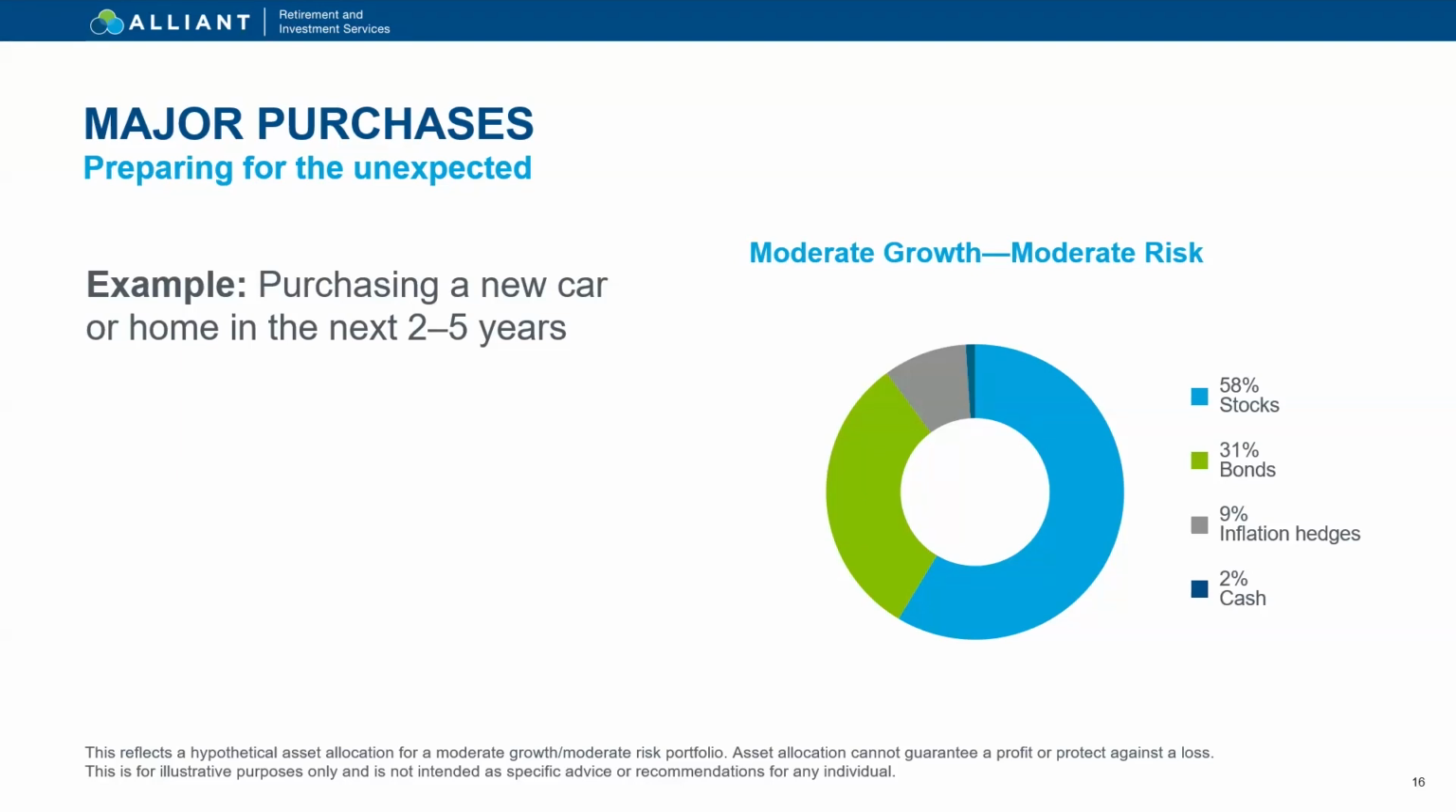So that might be a mix of something you want in the next 2 to 5 years. In my opinion, this slide says 2 to 5. I tell folks, if you need the money in 3 years or less, I don't want any risk to the money. So I might be a little different than what this is showing if it's something you're going to buy in less than 3 years.